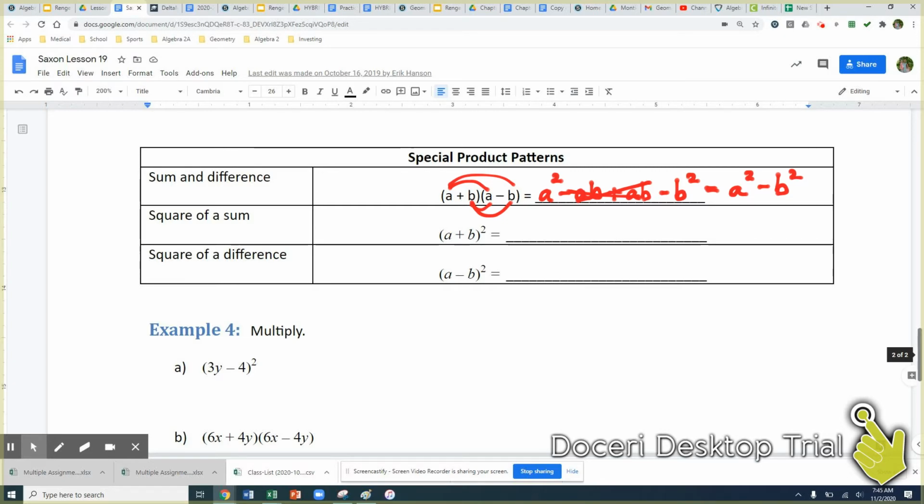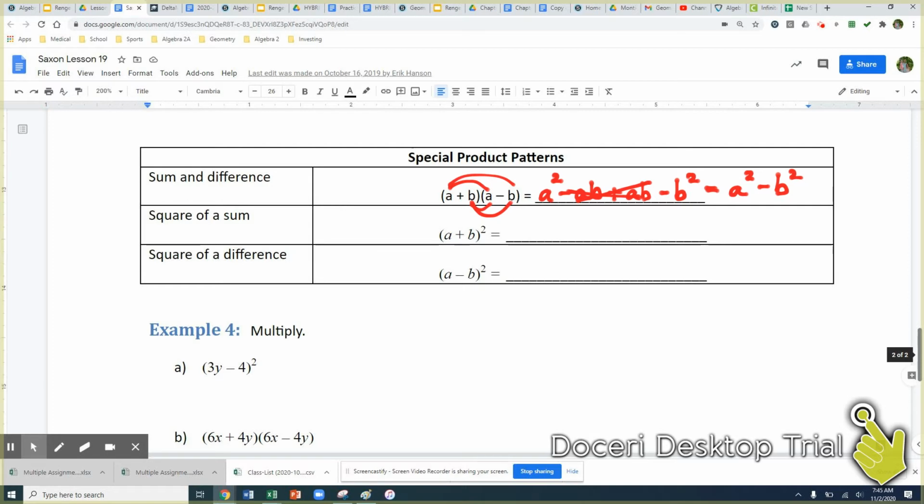throughout Algebra 2. Those two binomials are called conjugates. And conjugates multiply out to this special pattern called a difference of squares. So this difference of squares will be something we look at again in lesson 23 here coming up as a method of factoring. A square of a sum.